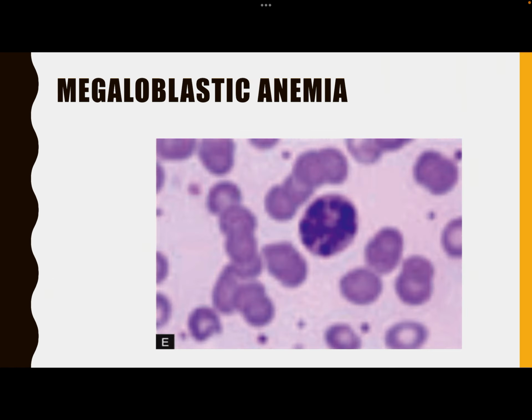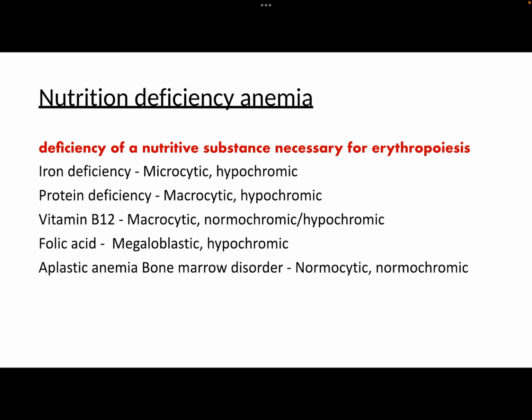Coming to megaloblastic anemia, that is part of nutritional deficiency anemia. Nutritional deficiency anemias are caused due to the deficiency of nutritive substances which are necessary for erythropoiesis. They are iron deficiency anemia, protein deficiency anemia, vitamin B12 deficiency, folic acid deficiency, and aplastic anemias of bone marrow disorders.